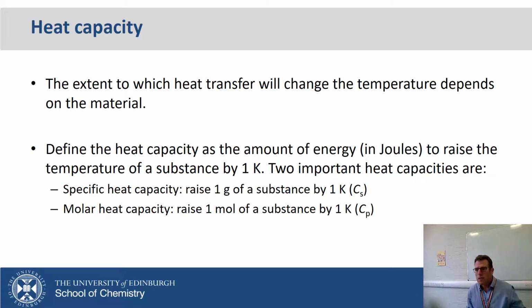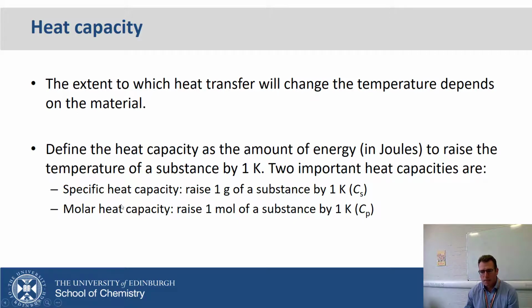And essentially the extent to which we can transfer heat to or from a substance will depend on that material, going right back to Joseph Black's early experiments. So we define the heat capacity as the amount of energy required to raise the temperature of a substance by 1 Kelvin. So how much energy is necessary to raise the temperature by 1 Kelvin? That's giving us a sense of the capacity of the material to take in this energy. And this is distinguishing also between heat, energy, and temperature in Kelvin.